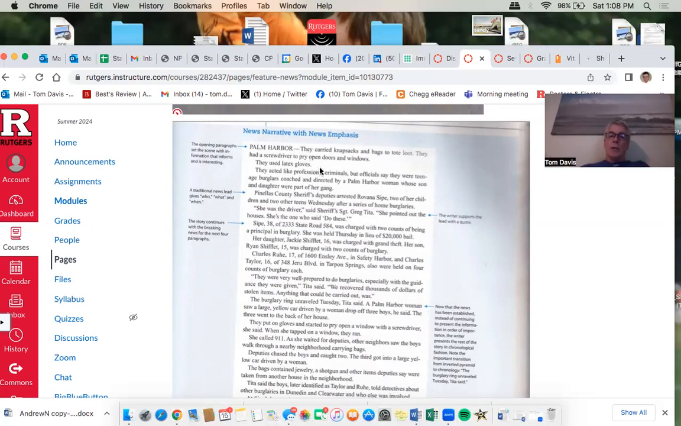So this is a story about, well, I'll just start by saying: they carried knapsacks and bags to tote loot. They had a screwdriver to pry open doors and windows. They used latex gloves. See the dramatic pause there? It's supposed to be written in a way that's more dramatic and suspenseful. They acted like professional criminals, but officials say they were teenage burglars coached and directed by a Palm Harbor woman whose son and daughter were part of their gang. That's your nut graph right there.